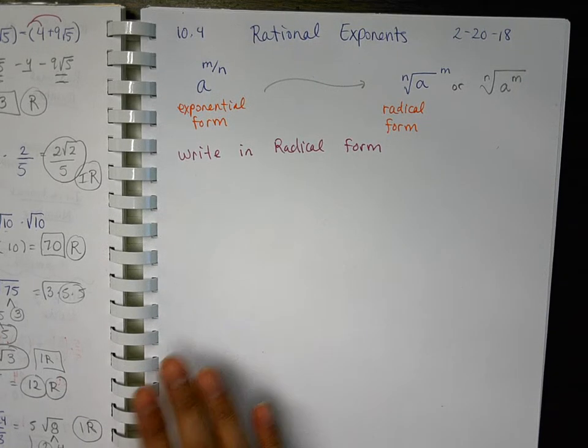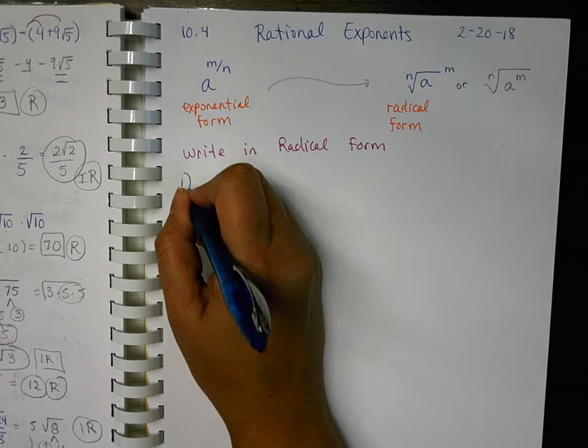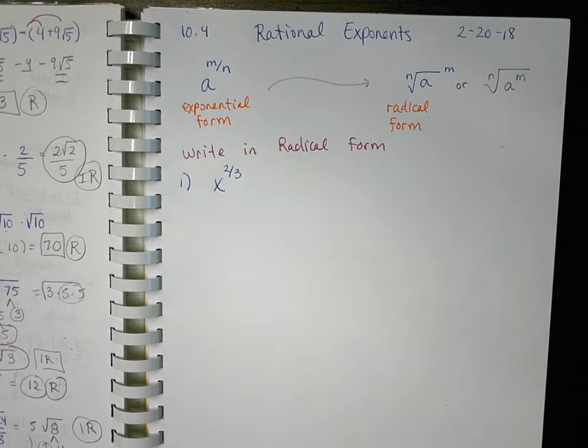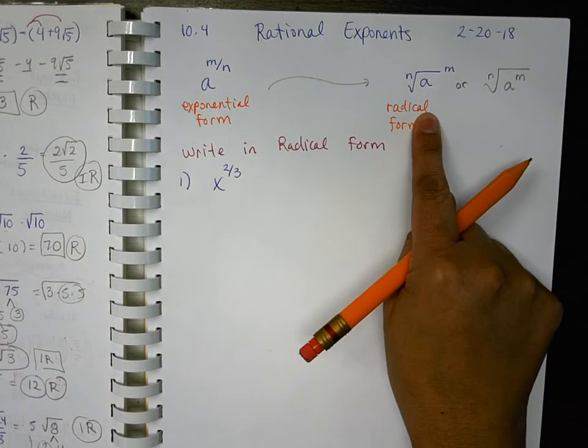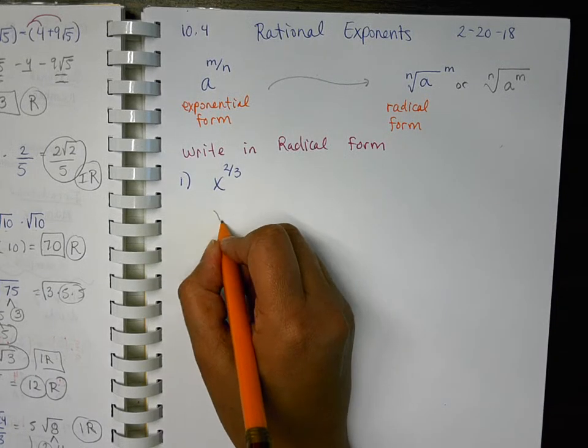All right, write in radical form. Number 1. X raised to the 2/3. All right, all we're doing is going from this form to this form. That's it. We just need to get the practice. Put your phones away, please. All right, so it looks like this.